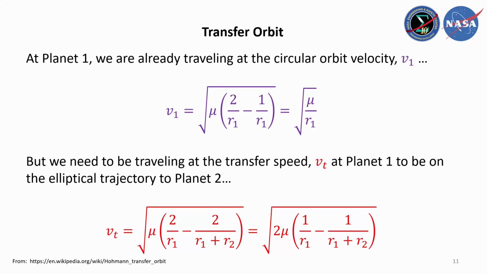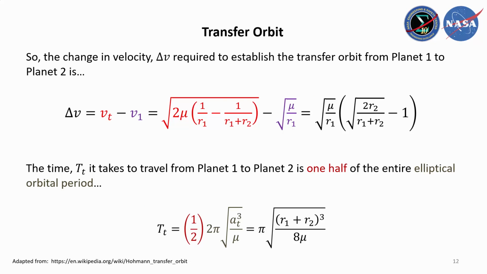With this expression, we can readily determine the velocity of planet 1, namely v1, and the velocity the spacecraft will need to be on a transfer trajectory, namely v sub t. The difference between these velocities, or delta v, is how much additional velocity is required to place the spacecraft on the transfer orbit trajectory. And since the spacecraft will be transferring from planet 1 to planet 2 over 1/2 of an elliptical orbit, the time it takes to transfer from one orbit to the other, denoted by t sub t, is 1/2 of the entire elliptical orbit period, as shown at the bottom.